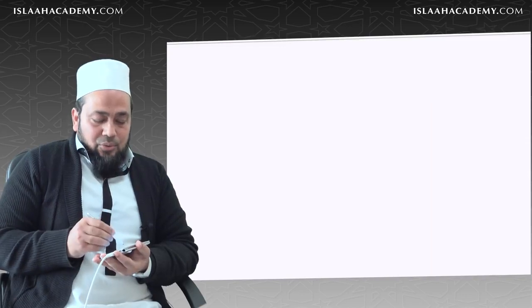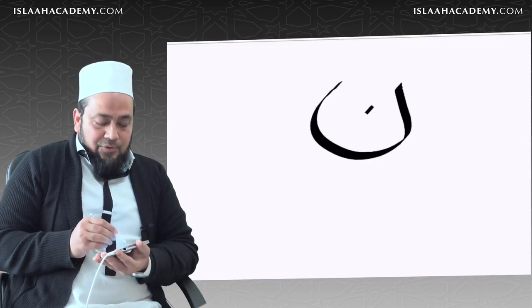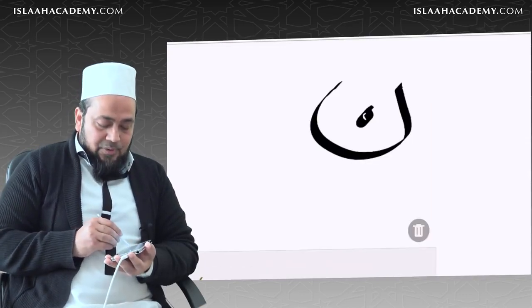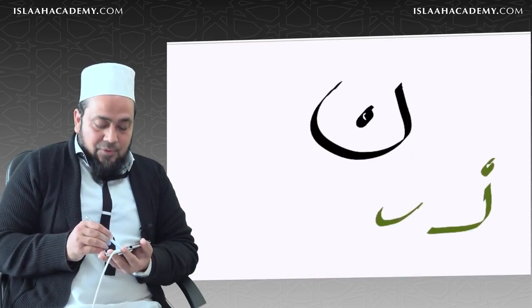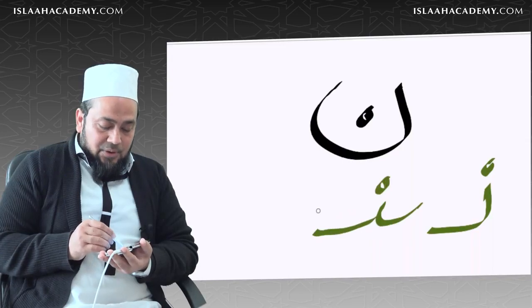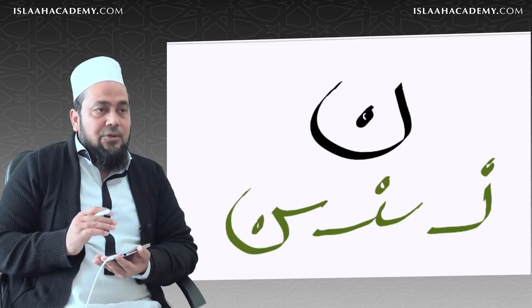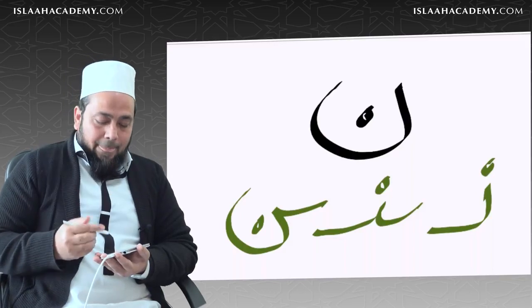Next letter is Nun. Standalone shape of Nun is this one. Beginning of the word shape is this one. Middle of the word shape is this one, and end of the word shape is this one. This is letter of Nun.